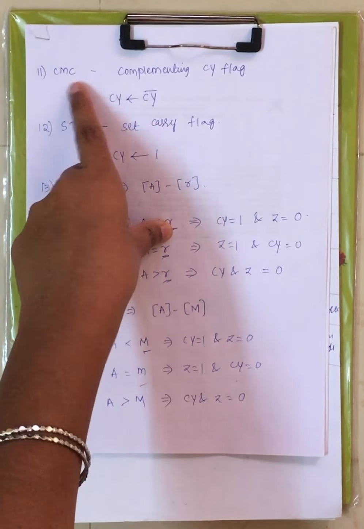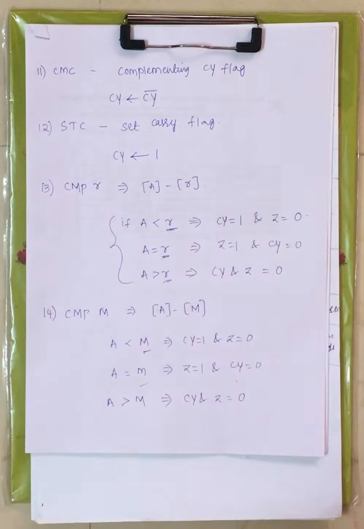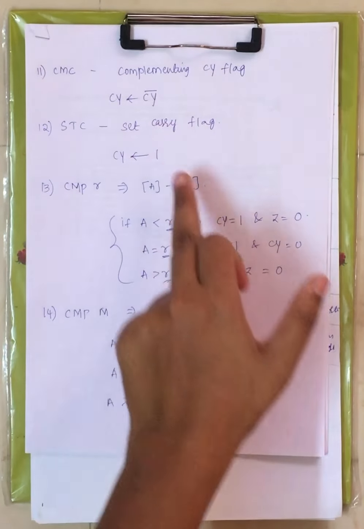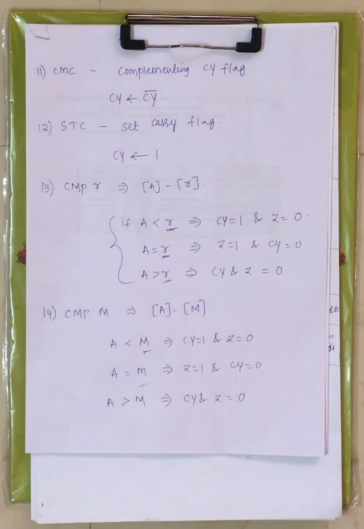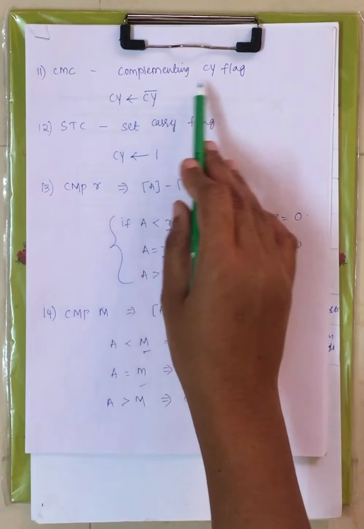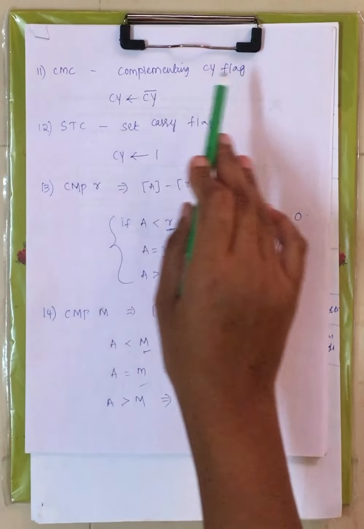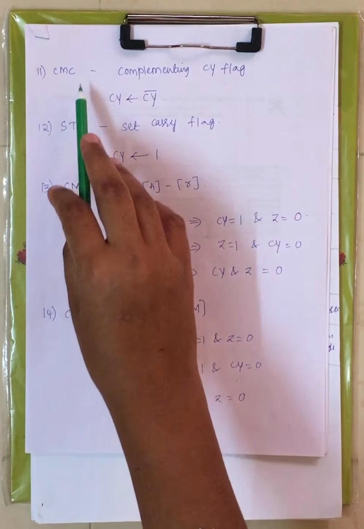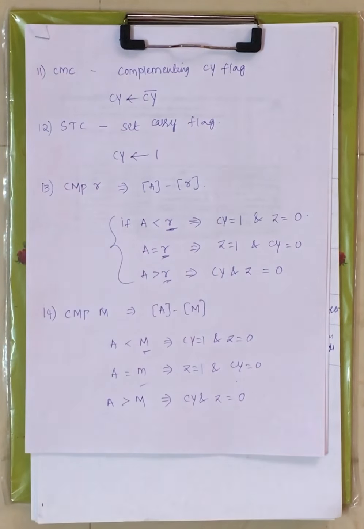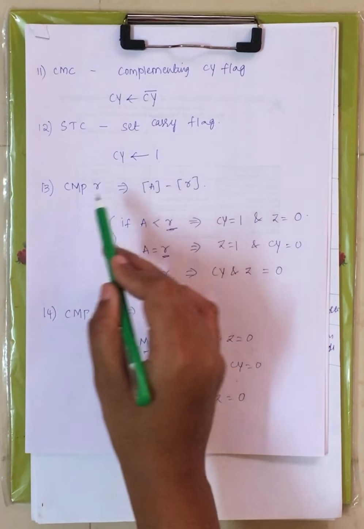CMC, complementing the carry flag. Complementing means if the carry flag is 1, upon CMC it will be set to 0. When the carry flag is 0, upon CMC it is set to 1, right? CMC is nothing but complementing the carry flag. When it is 1, it will become 0 by CMC. When it is 0, it will become 1 by CMC, right? Now STC, set carry flag, right? You are setting the carry flag to 1, right?